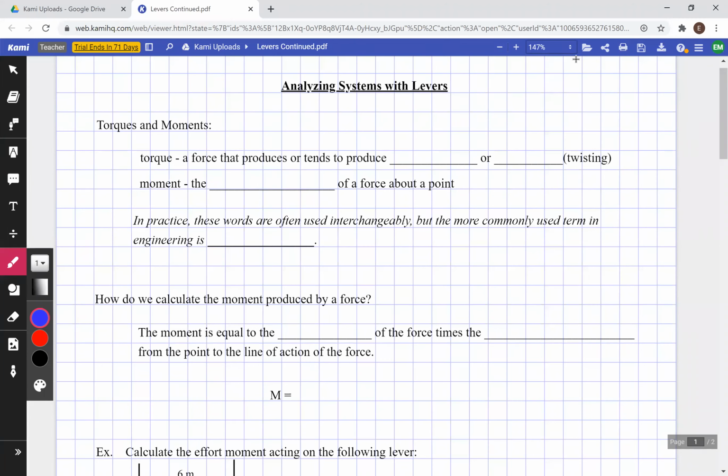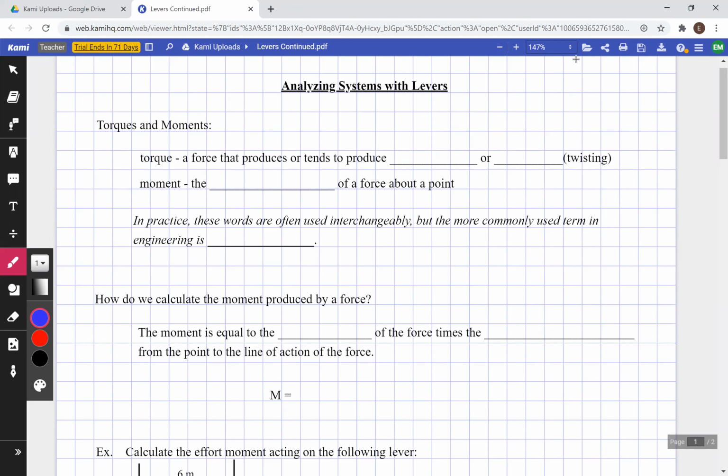Okay, now we get to the fun part where we actually get to analyze some systems with levers using math and equations and physics. This is the good part of engineering. There's one thing that we need to talk about before we can get into analyzing the systems, and that is the difference between torques and moments. And in reality, there's not a lot that's different.